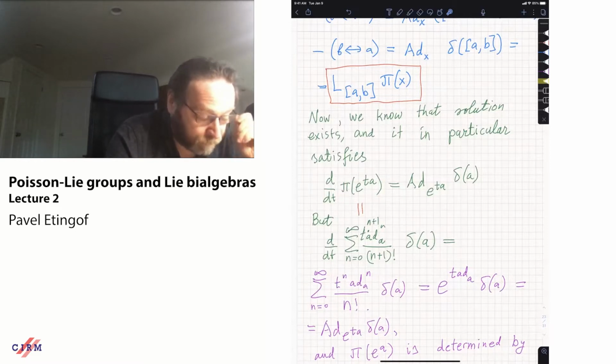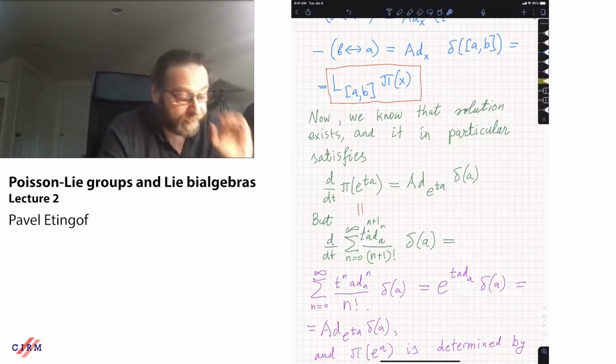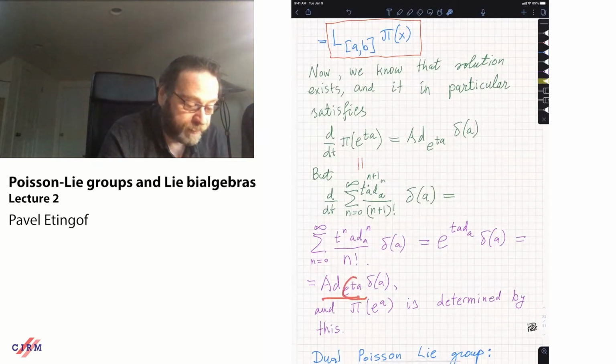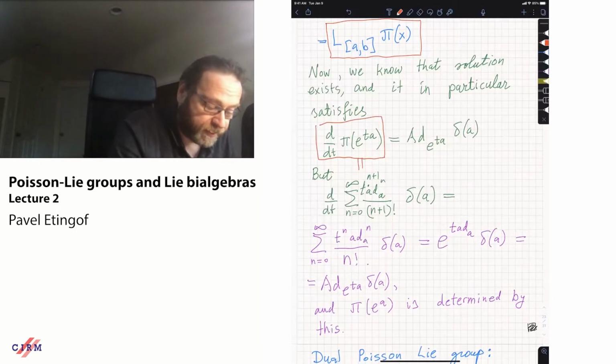Now our putative solution that we wrote down had this form. If I replace a by ta, its nth term is homogeneous of degree n plus 1, because it has adjoint to the n and a, so I have to multiply it by t to the n plus 1. When I differentiate that by t, I obtain n plus 1 times t to the n, and that cancels n plus 1 in the denominator. Then I obtain the sum from n equals 0 to infinity of t to the n adjoint a to the n divided by n factorial times delta of a, which is the same as e to the t adjoint of a times delta of a. And this is really the same as adjoint of the group element e to the ta acting on delta of a. So we get that this thing here is equal to this thing here.